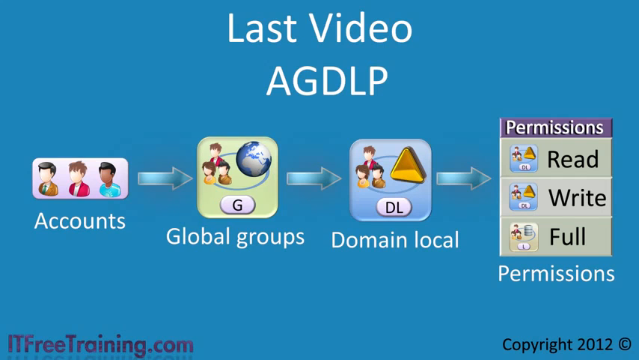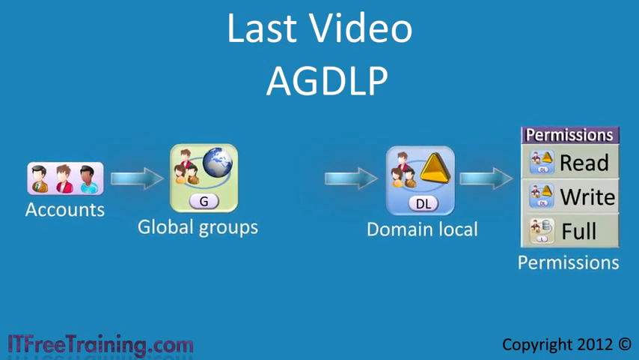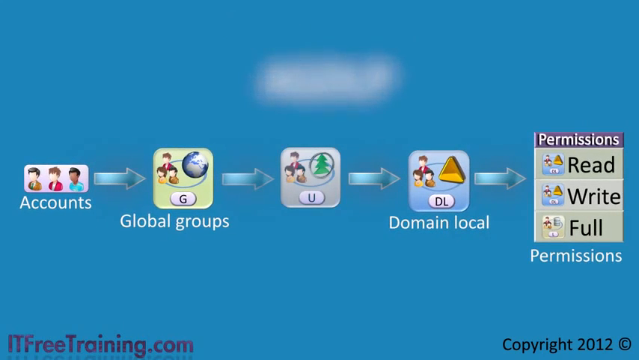This works well in a single domain environment or a small environment with few domains. In a large enterprise with multiple domains, you will want to look at a different group strategy like AGUDLP, as it scales better and provides more functionality and flexibility than AGDLP. AGUDLP adds universal groups between global groups and domain local groups.